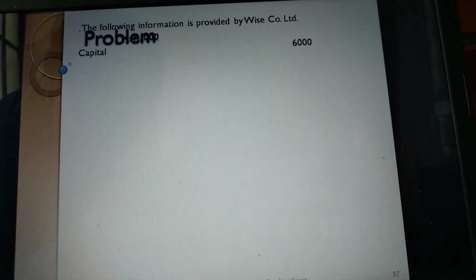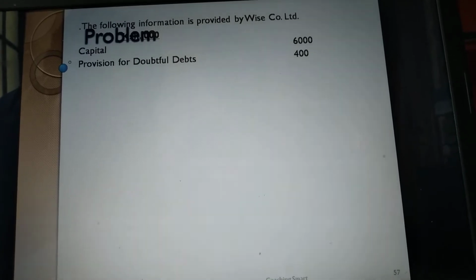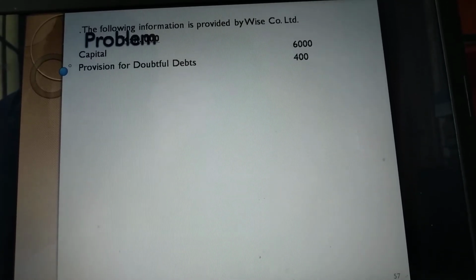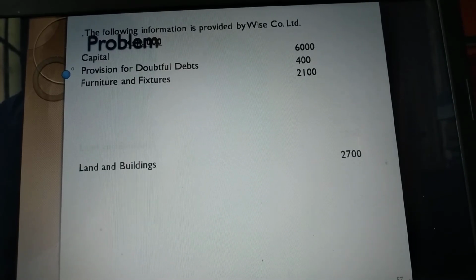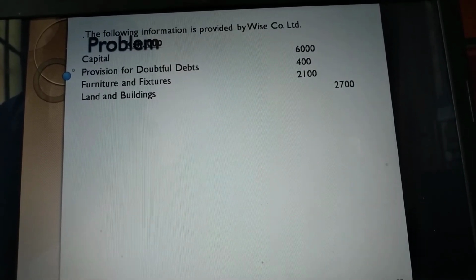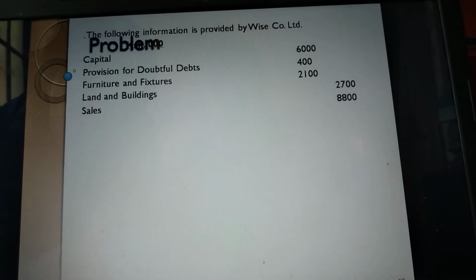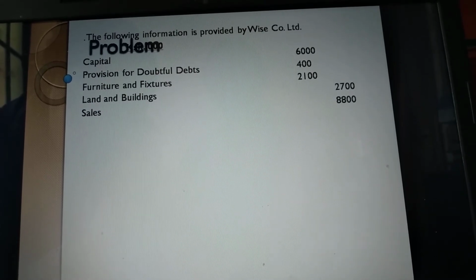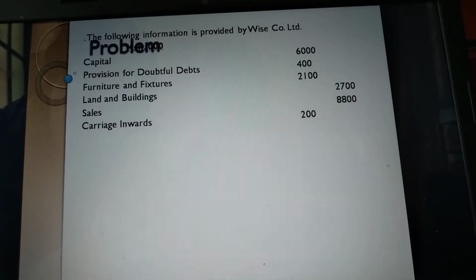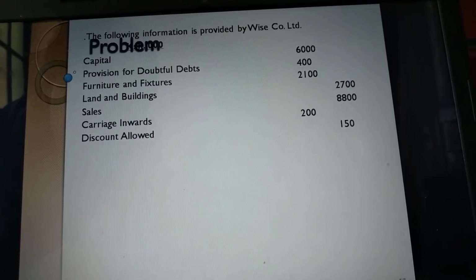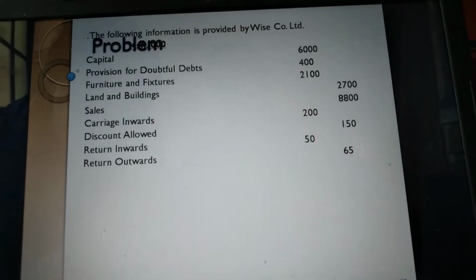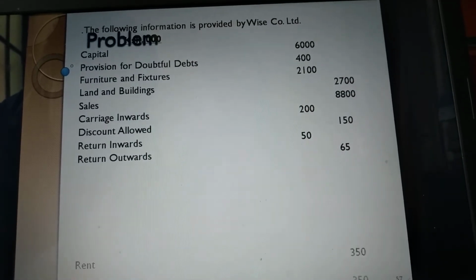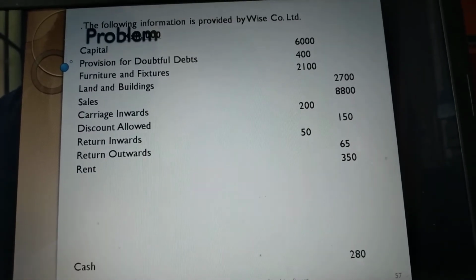Capital, we've been given 6 million. Provision for doubtful debts, 400,000. Furniture and fixtures, 2,100,000. Land and building, 2,700,000. Sales, 8,800,000. Carriage inwards, 200,000. Discount allowed, 150. Return inwards, 50,000. Return outwards, 65,000. Rent, 350.